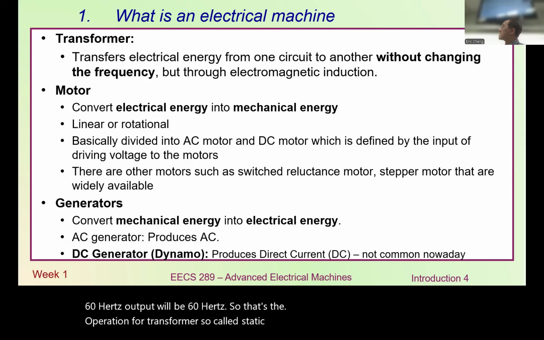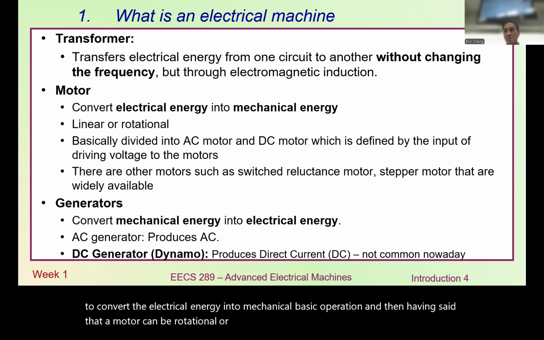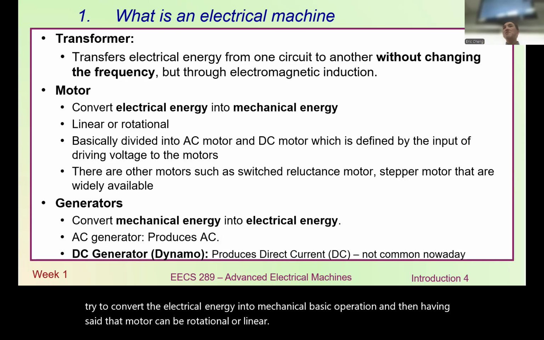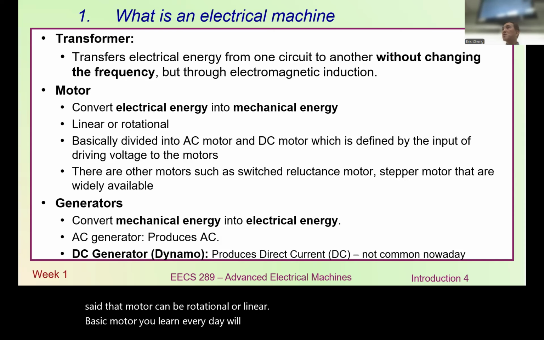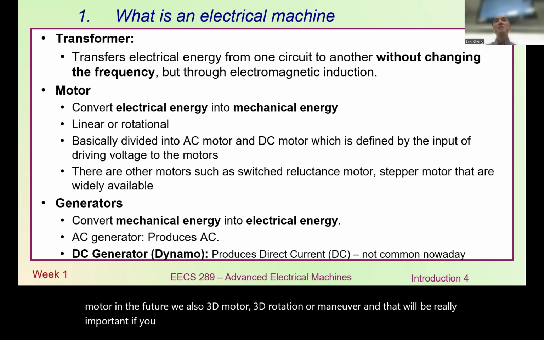And the motor, obviously, we try to convert the electrical energy into mechanical, so that's the basic operation. Having said that, a motor can be rotational or linear. The basic motor you learn every day will be rotational, but we do have so many linear motors. In the future, we also have 3D motors, 3D rotation or maneuver. That will be really important if you want to construct an electric vehicle or maybe a robot. We do need to understand how a linear motor operates.